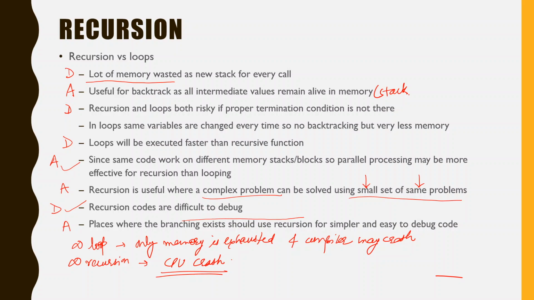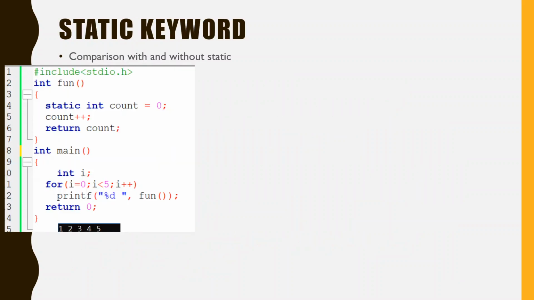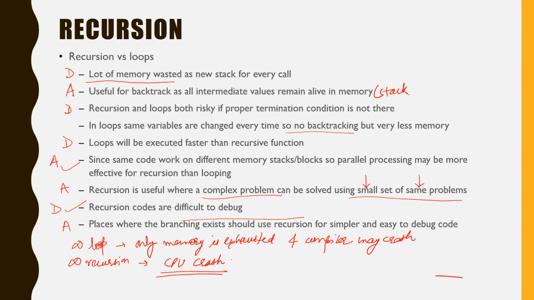In loops, the same variables are used, so no backtracking is there. So this is a disadvantage of loops. This is the difference between loops and recursion.